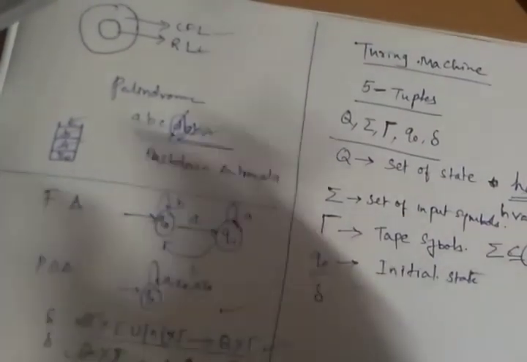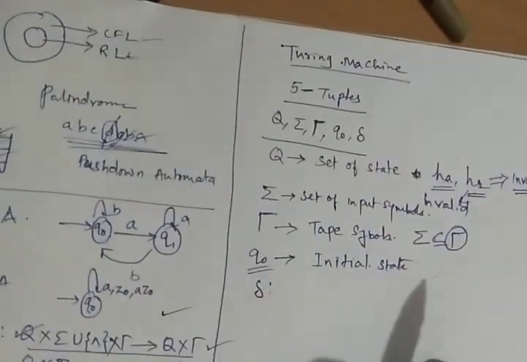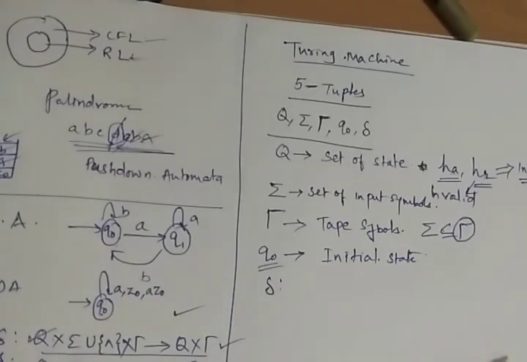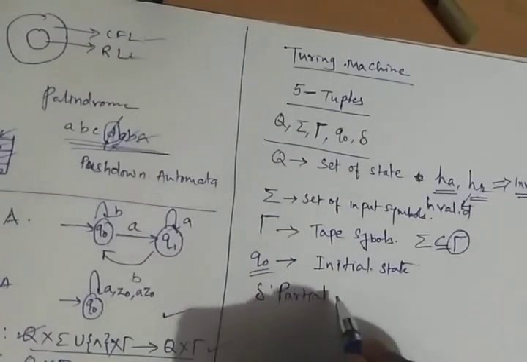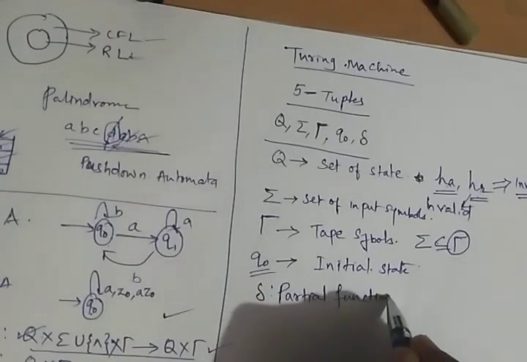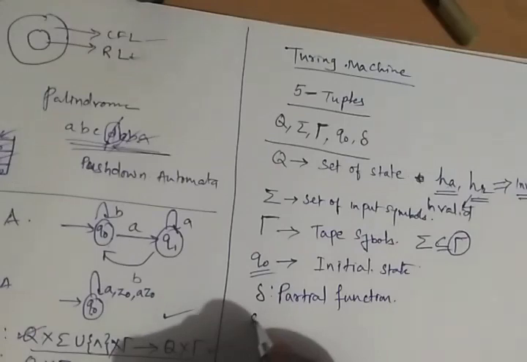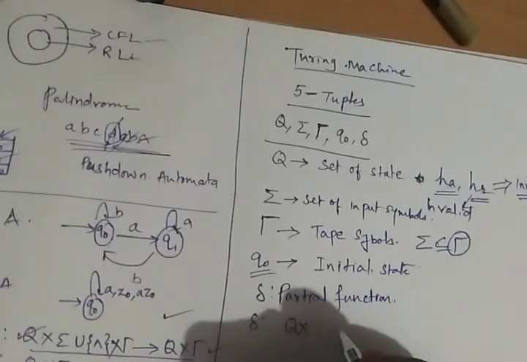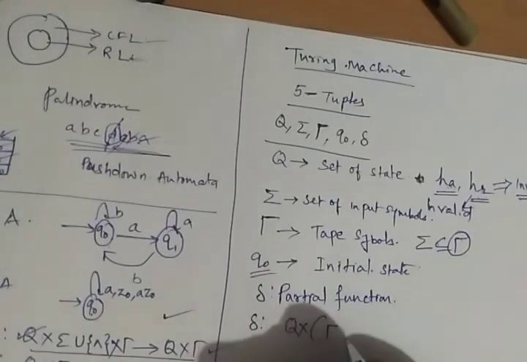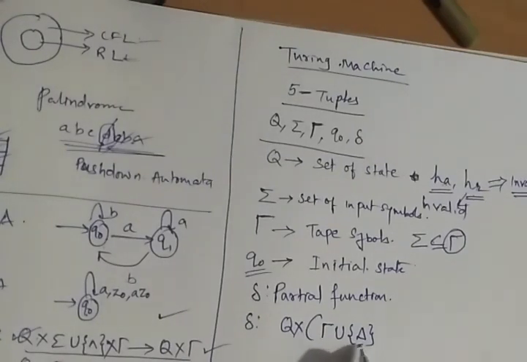So now let me define what the delta is here. Now here the delta is a partial function. I say that this delta is a partial function. Now in a Turing machine, the delta is defined as Q cross lambda union. So there is another delta, this is another delta I am saying. Mathematically we have another delta symbol.